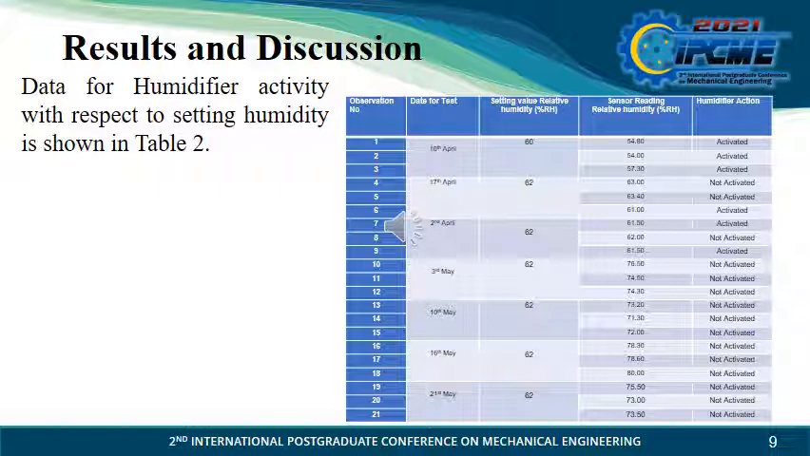But on 17th April we found that the sensor reading was greater than our setting value, so the humidifier was not activated, and we have found the same case on the other days, 2nd April, 3rd May, 10th May, 16th May and 21st May. If the sensor reading was greater than the setting value, then the humidifier was not activated. It was only activated when the sensor reading was less than our setting value.